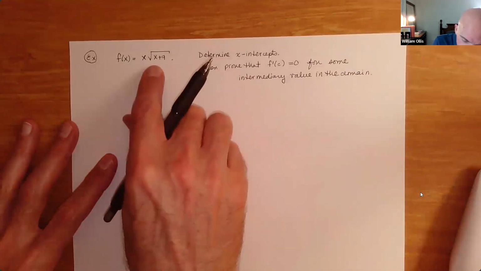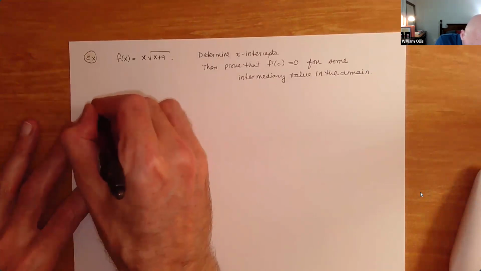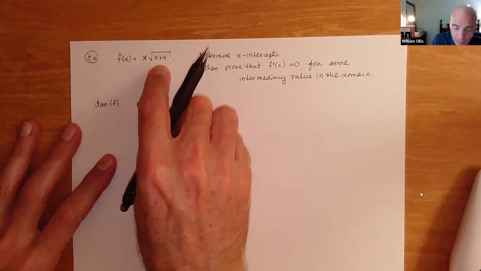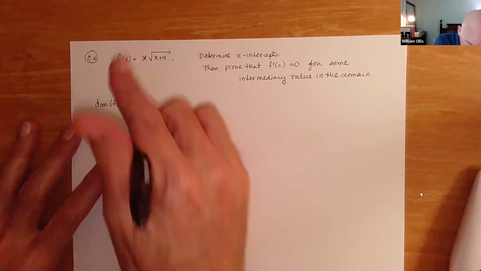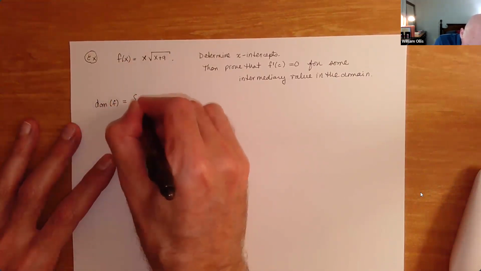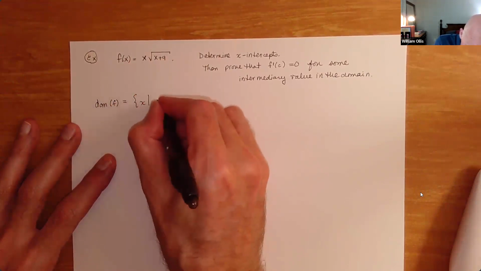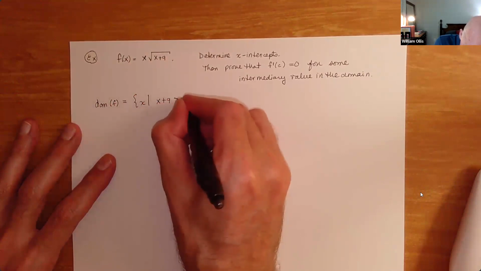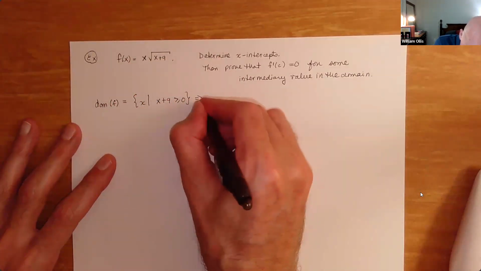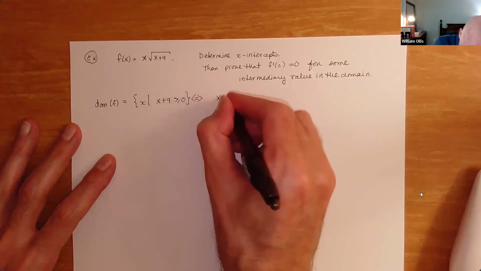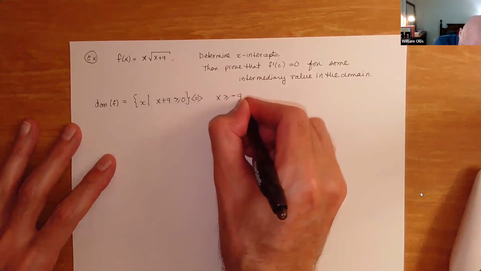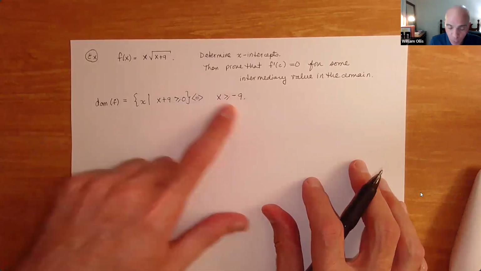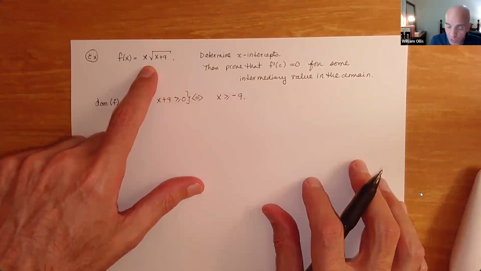So first, let's just notice here, we have a domain of f that will be declared by the radical. So this will be all x such that x plus 9 is greater than or equal to 0. But of course, equivalently, this just says that x is greater than or equal to -9. So this defines the set of real numbers for which this is a real valued function.